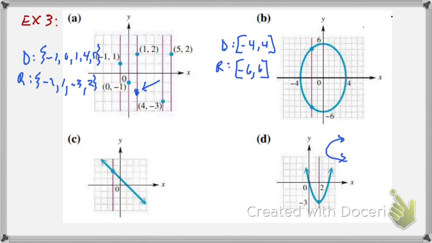Okay, how about C? X can be anything, because I'm not seeing those exceptions pop up anyplace. How about the range? So for a straight line, that's what it's going to be, right? How about D?